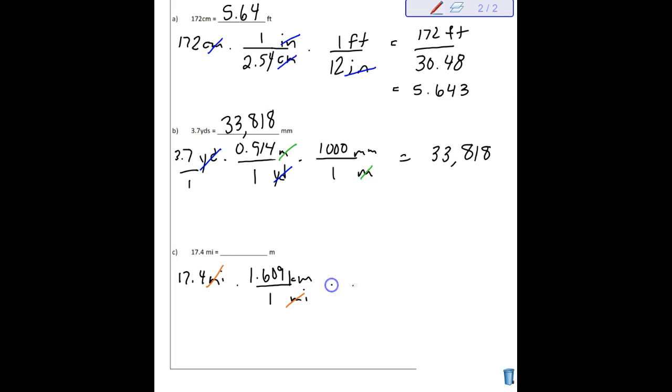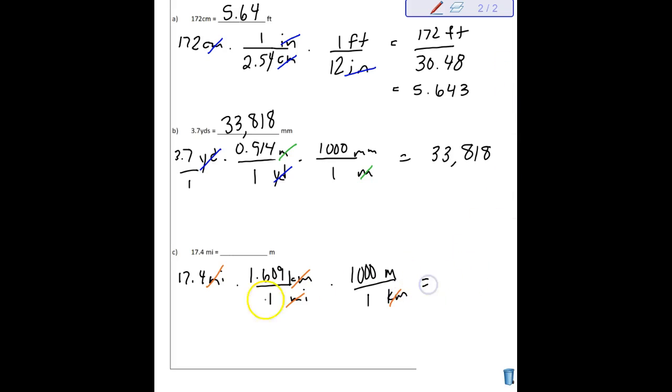And then I need to go from kilometers to meters. So think about it, if you were way over there on the kilometers, how many spots do you have to go to get to meters? 1, 2, 3 decimal places to the right. So 1 kilometer is the same as 1,000 meters in this case. So now my kilometers will cancel, and I'll be left with just meters.